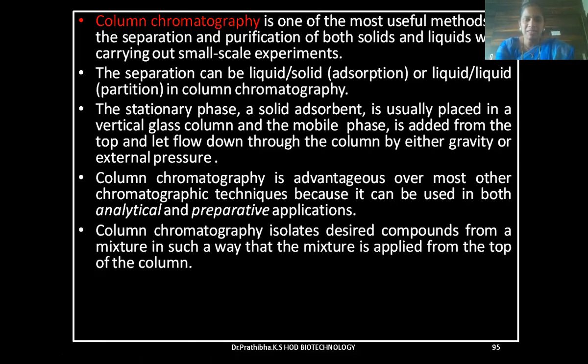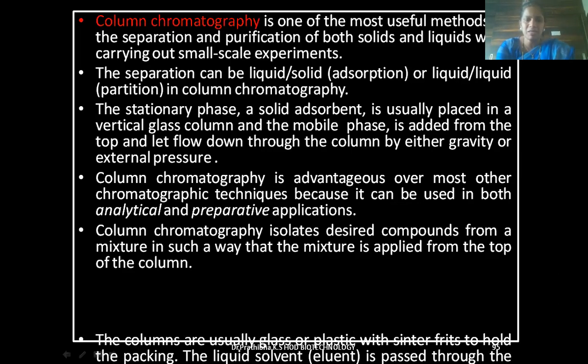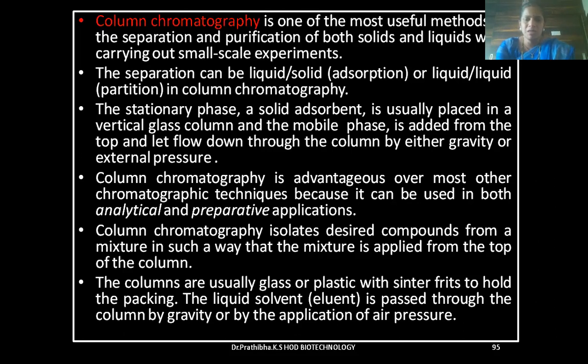Column chromatography isolates the desired compounds from a mixture in such a way that the mixture is applied from the top of the column. The columns are usually glass or plastic with sinter frits to hold the packing. The liquid solvent, that is the eluent, is passed through the column by gravity or by the application of air pressure.